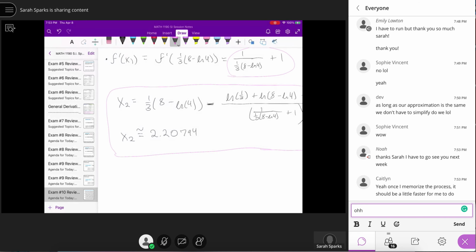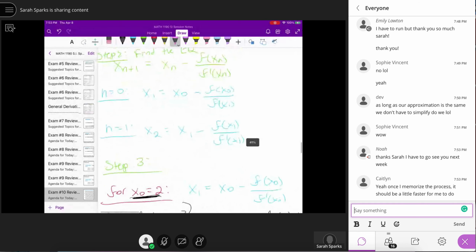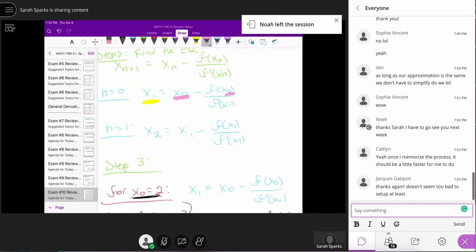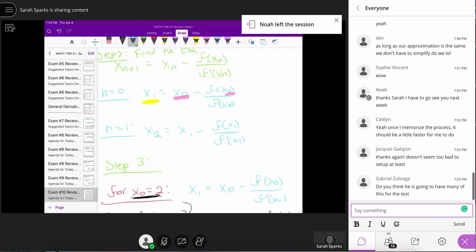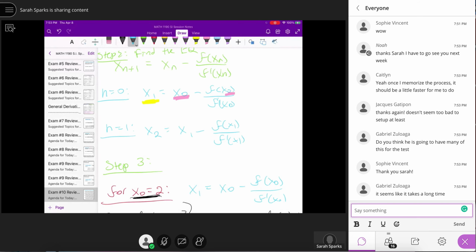Yeah, once you memorize the process, you're going to memorize these equations. You just have to know that the left side is one more than the right side, right? I wrote x1 down there, that's not x0. I honestly have no clue how he's going to structure this exam.